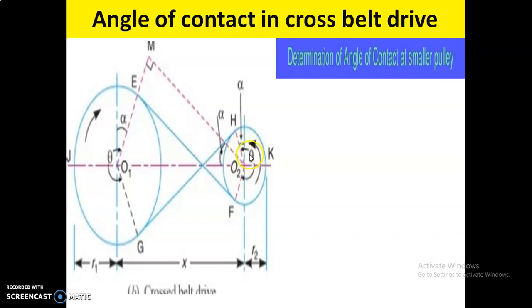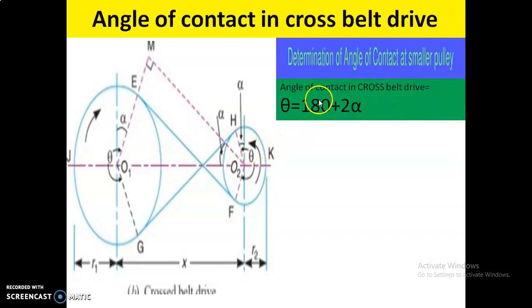So how can we get the angle of contact in cross belt drive? Theta is equal to 180 plus, again we have to add alpha plus alpha, total 2 alpha. So angle of contact in cross belt drive, theta is equal to 180 plus 2 alpha.